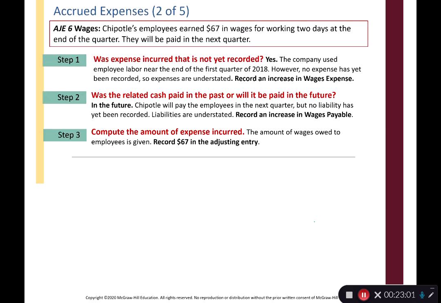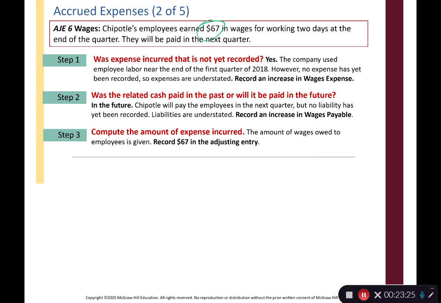So let's go through our steps. We have an example here. Chipotle employees earn $67 in wages for working 2 days at the end of the quarter, and they're going to be paid next quarter. So was an expense incurred? Yep, we used up our employees. Did we pay it? No, not yet. So we owe the money, and then the amount of the expense is the $67 that we owed the employees.